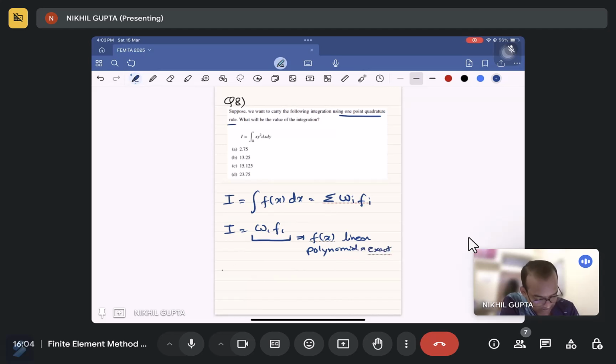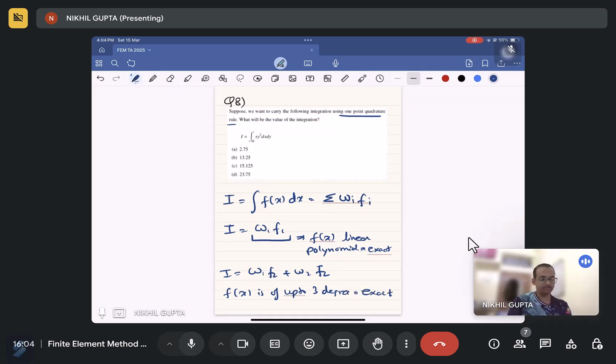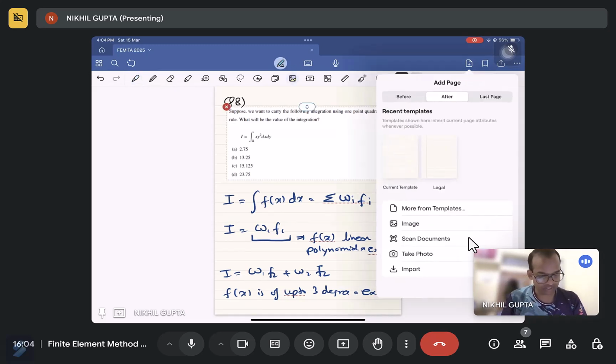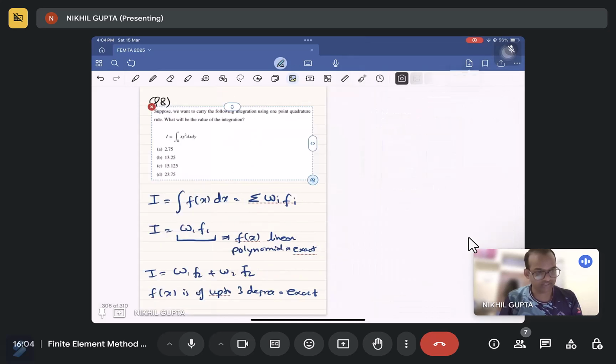And if we use the 2 point Gauss rule, we have to split the function into two parts. In this case, if f(x) is up to 3rd degree, we can get the exact solution. This is the established thumb rule. So here they are asking you to solve for 1 point quadrature.